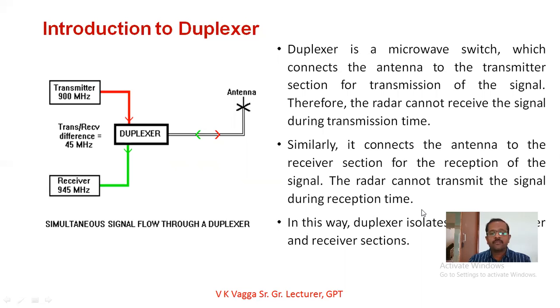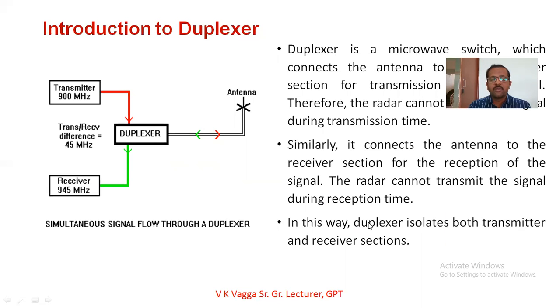Understood? In this way, the duplexer isolates both the transmitter and the receiver sections. So this is about the duplexer here. As a definition, the duplexer is a single way switch. It gives the connection either for the transmitter or for the receiver, only one at a time. If the operation is transmission, it is connected to the transmitter, and if the operation is reception, it is connected to the receiver here.